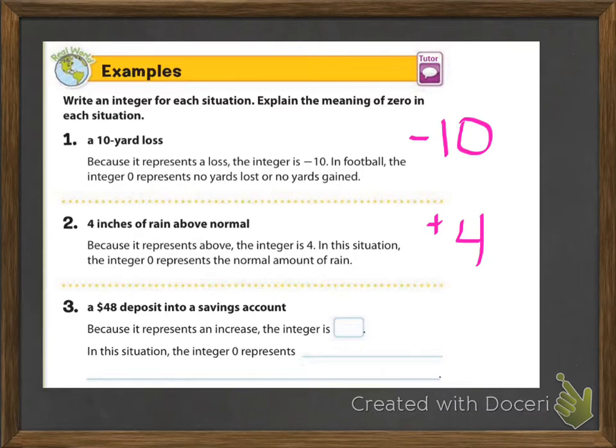So because in this situation we're adding, or depositing, $48 into the account, it is a positive 48. But now what 0 means in this part is that you put in $0. It doesn't mean you have $0 in your account. It just means that no money, or $0, was put into the bank at this time.